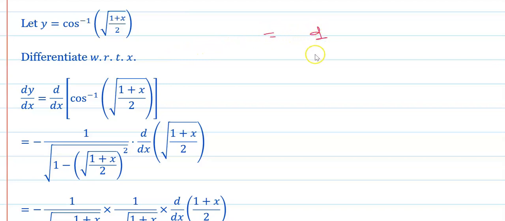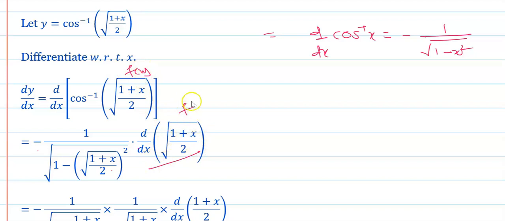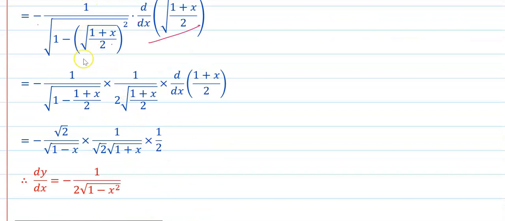Using the formula, d/dx of cos inverse of x is equal to minus 1 upon root of 1 minus x square. Similarly here, the derivative is minus 1 upon root of 1 minus whatever this angle is, squared, into the derivative of this angle, because this is again f of x and here is f dash of x. Now the next simplification: 1 upon root of 1 minus the bracket square, which means 1 plus x upon 2.